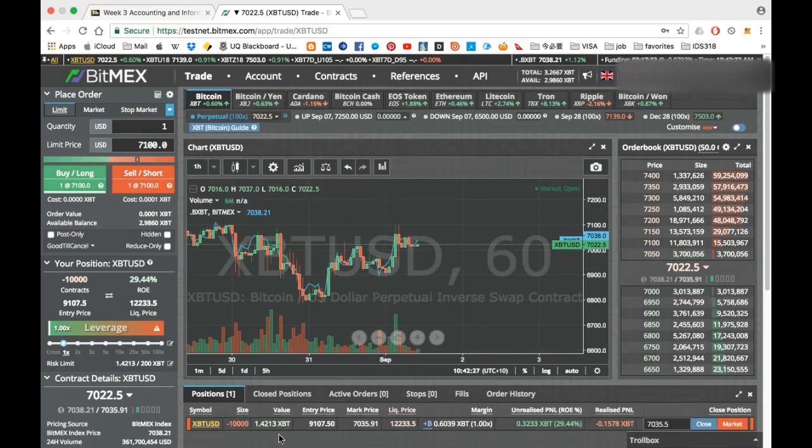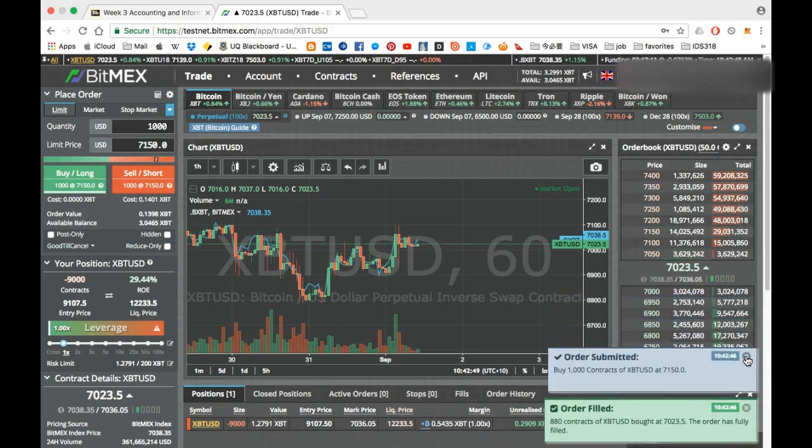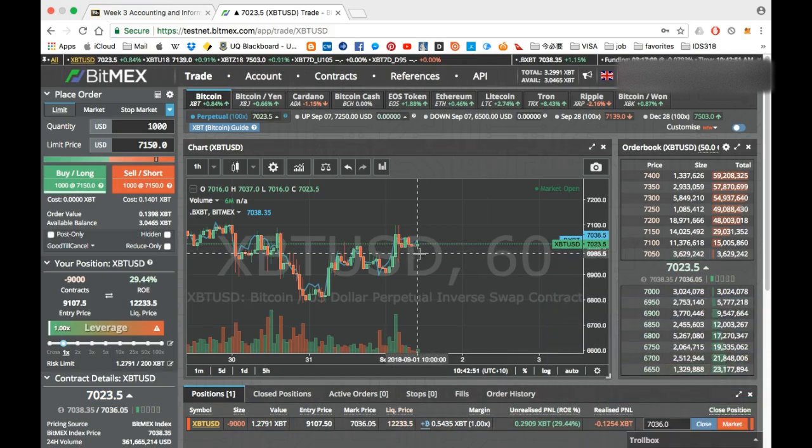I currently have 10,000 contracts open. My entry was 9,000. What I'm going to do is close 1,000 of these using a limit order. And I'm going to set the price at 7,150, which is above where I currently am. If I do that, I have to pay fees, guys, because I took the market, I didn't make it.